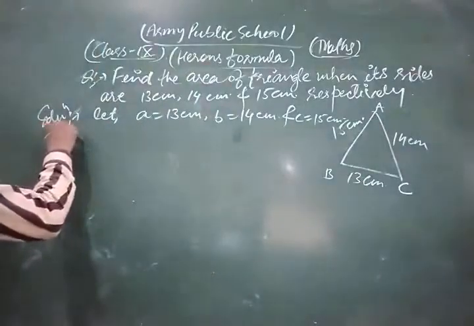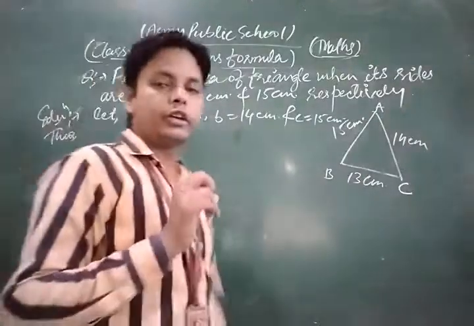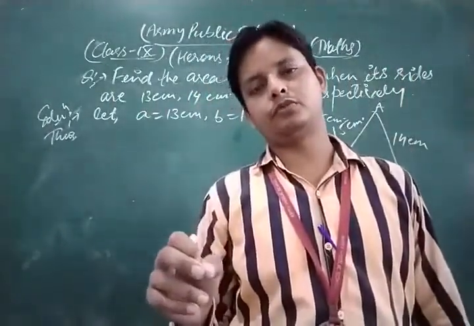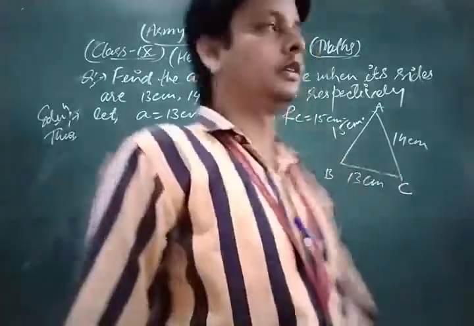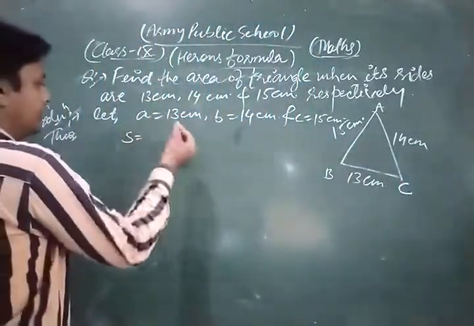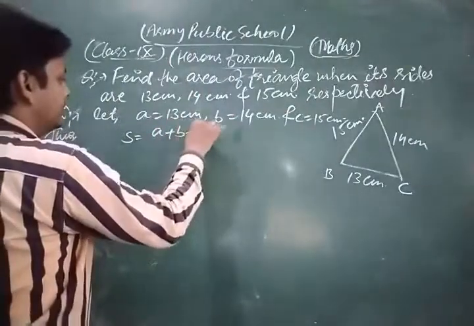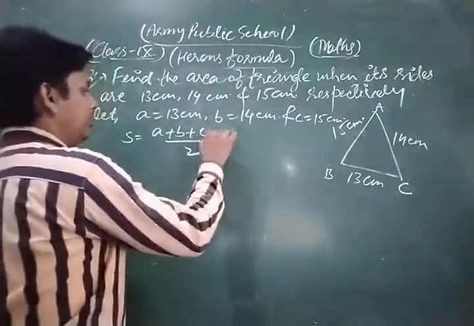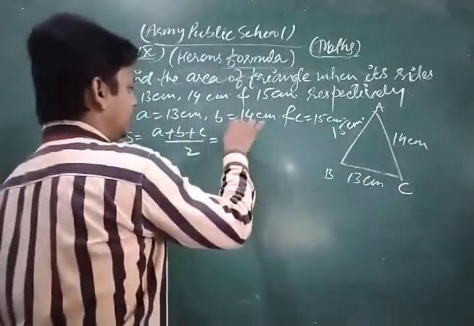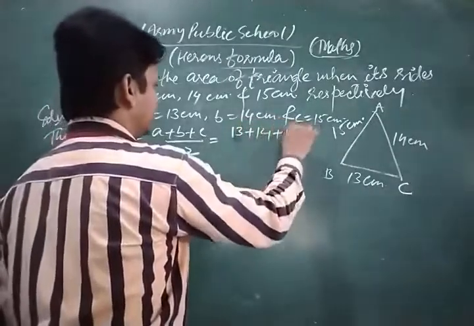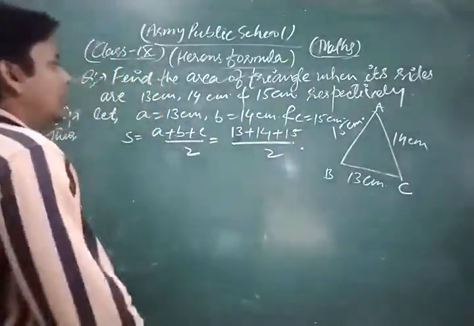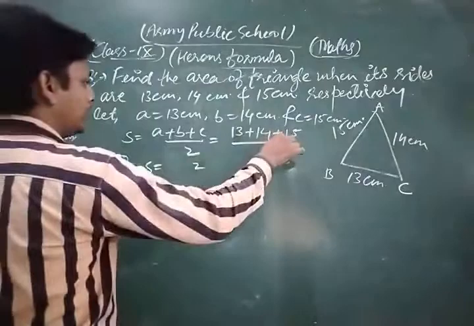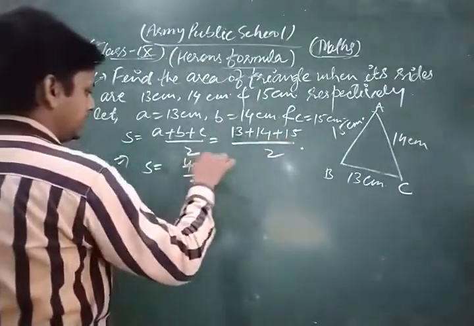Thus, for finding the area of the triangle with the help of Heron's formula, first of all we find the semi-perimeter. The value of s is a plus b plus c upon 2. This is the concept of semi-perimeter. Now we put the values of a, b and c: 13 plus 14 plus 15 upon 2, that is s is equal to 42 upon 2, that is 21.